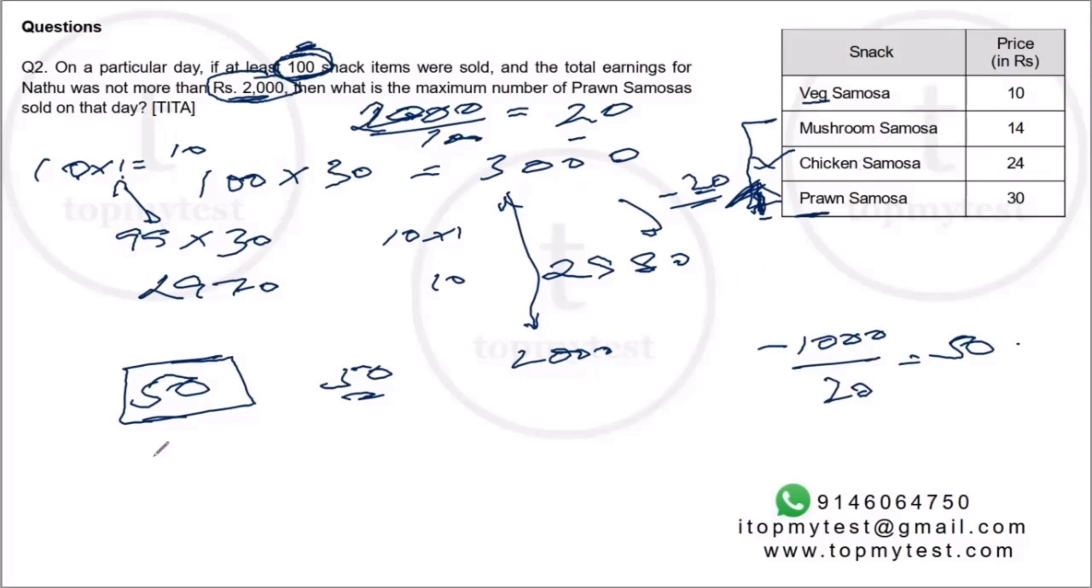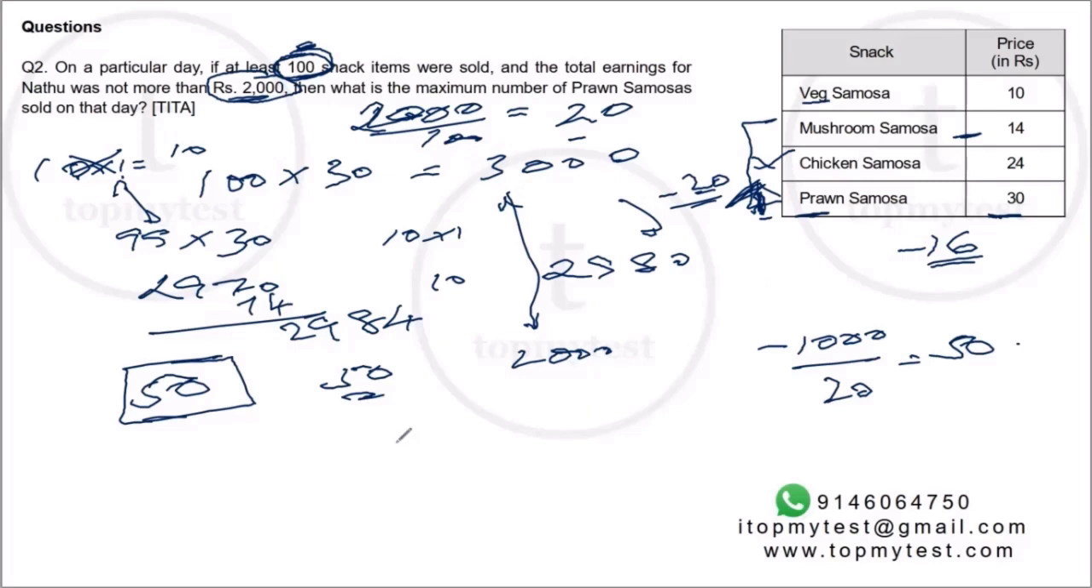You can verify this. So instead of replacing a prawn samosa with a veg samosa, we replace a prawn samosa with a mushroom samosa. So you will lose 30 rupees, but you will gain 14 rupees. So your net change will be 16 rupees. You can verify. 99 into 30 is 2970 plus 14 will be 2984. So from 3000 to 2984, it's a drop of 16 rupees.